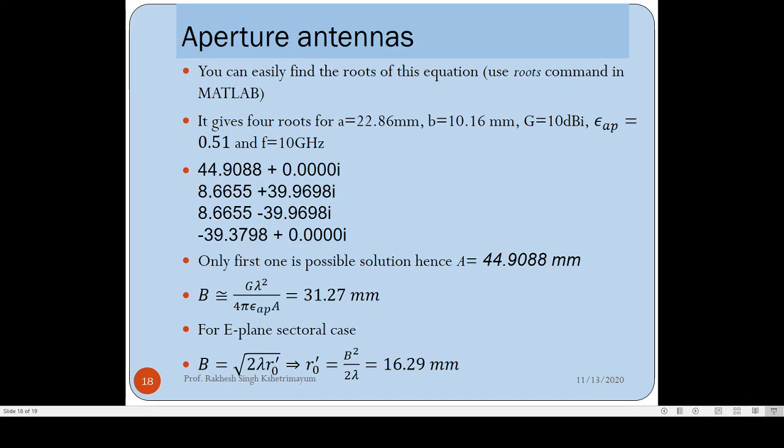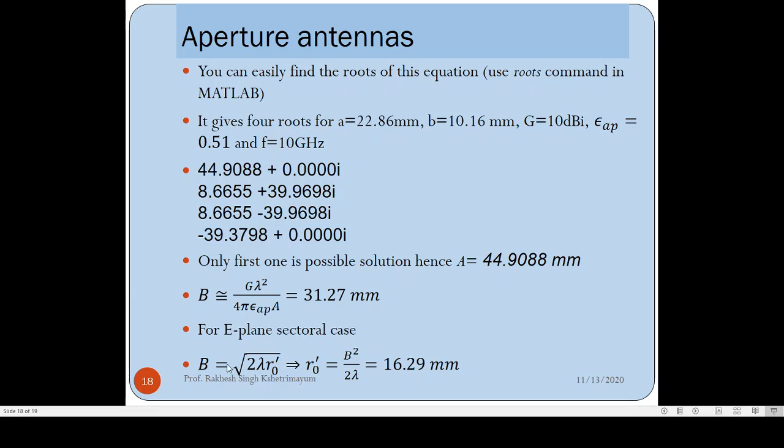So I have the dimension of the aperture of the pyramidal horn antenna, but we need to check one more thing: what is the condition for practical realizability of the pyramidal horn antenna? I have already told you Re should be equal to Rs. After taking this value of A and B, we need to verify that Re is equal to Rs, otherwise this horn antenna is not realizable.